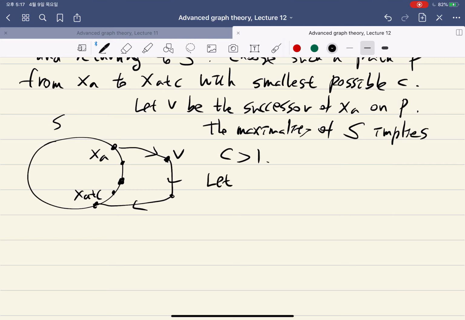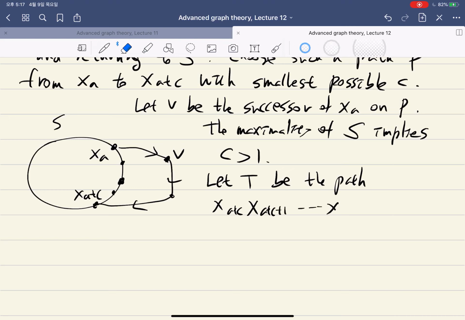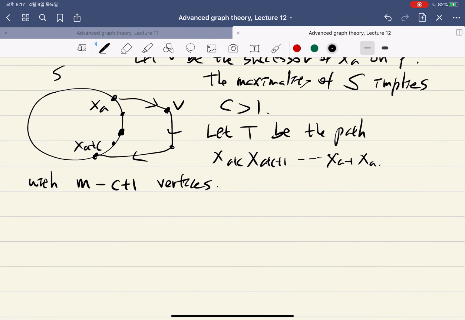So let T be the path x_{a+c}, x_{a+c+1}, to x_{a-1}, x_a. So this path, let's say this path is T. Then how many edges does it have? It has m minus c plus 1, say, vertices. So the number of vertices on this T is this.